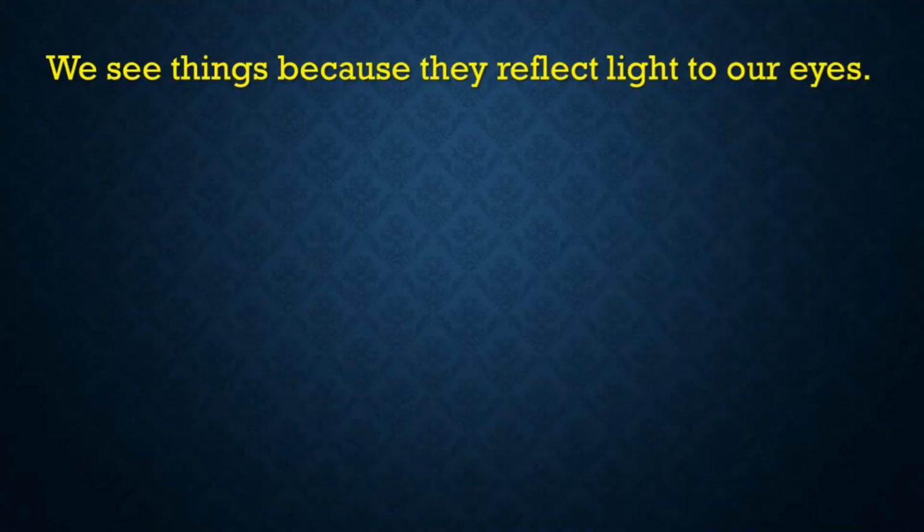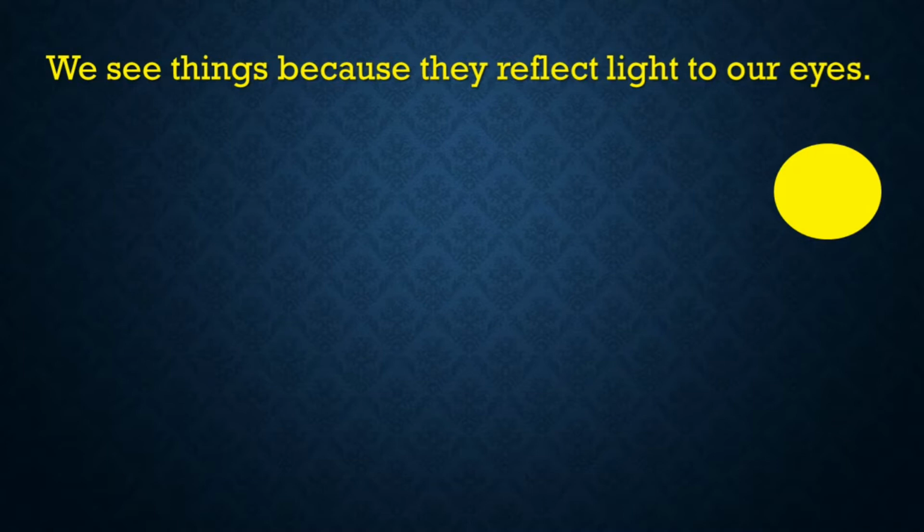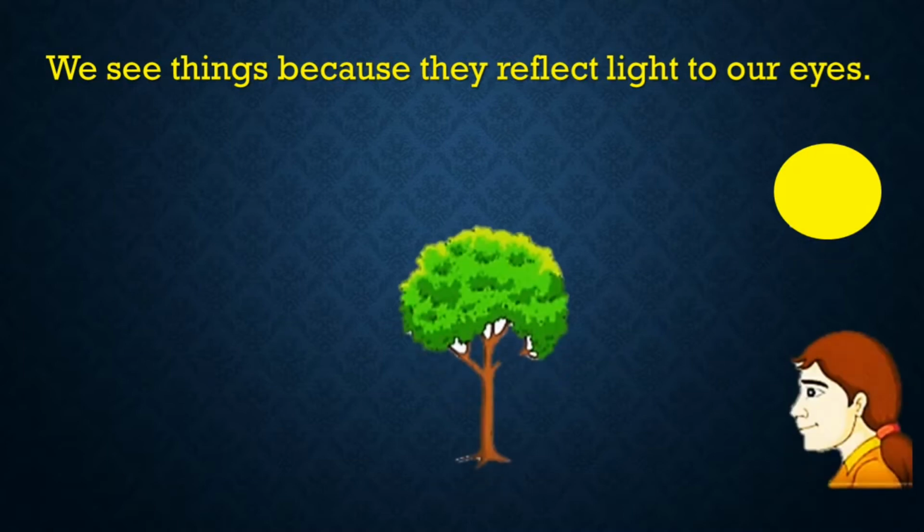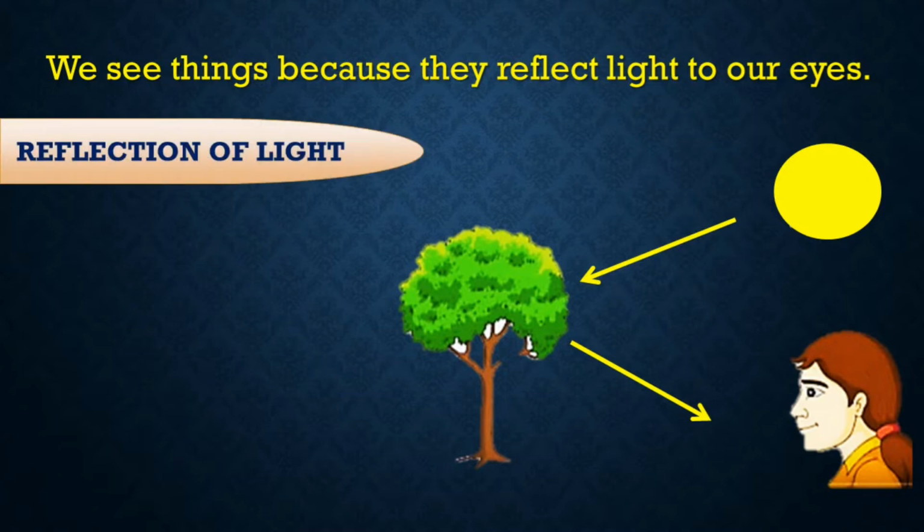Now let's understand how we see things around us. Sun is a natural source of light. When sunlight falls on an object like a tree, a flower or chair, etc., it reflects the light to our eyes. When the reflected light enters our eyes, then we are able to see that object because for our eyes, the light appears to be coming from that object. This bouncing back of light is called reflection of light.